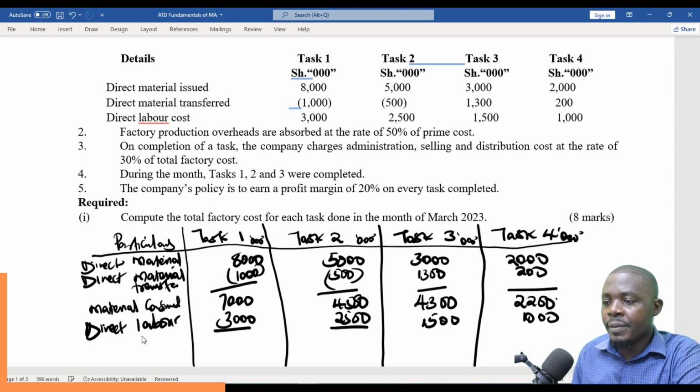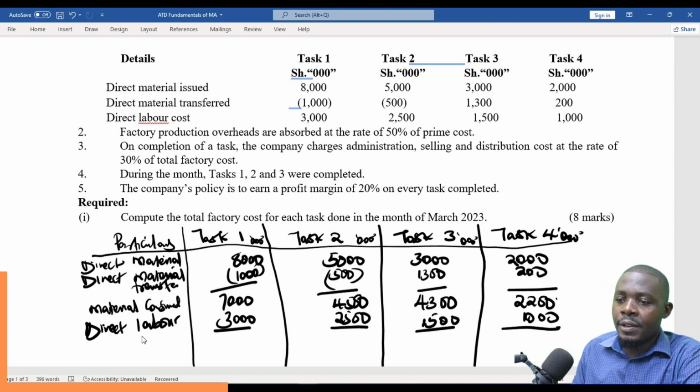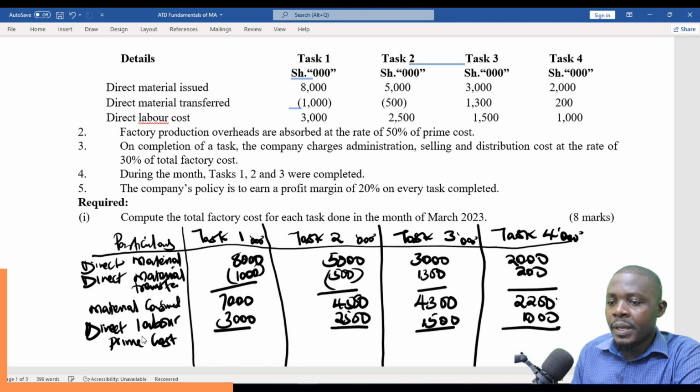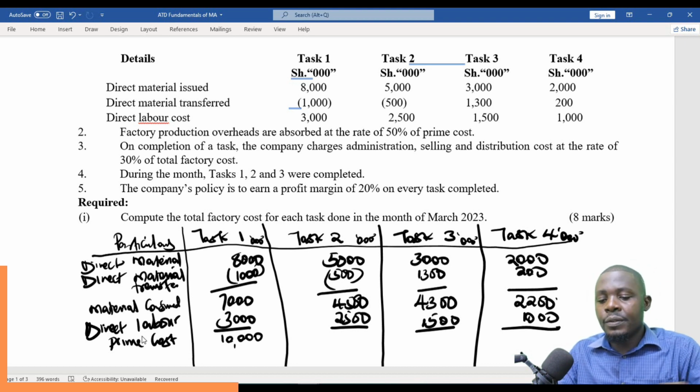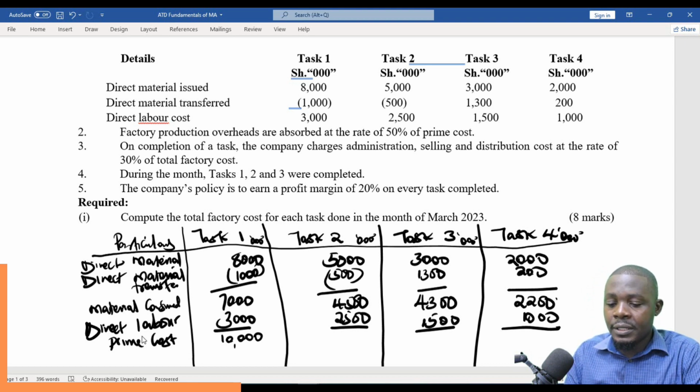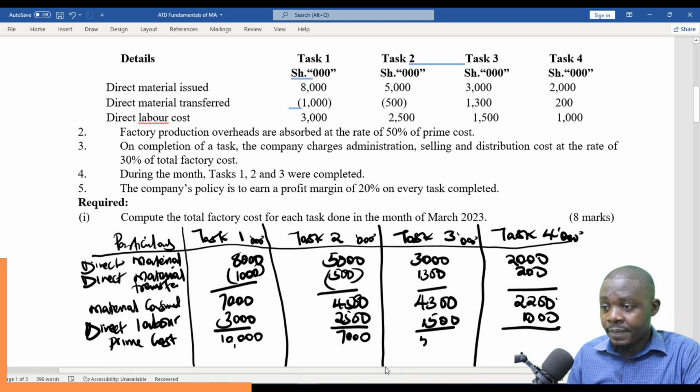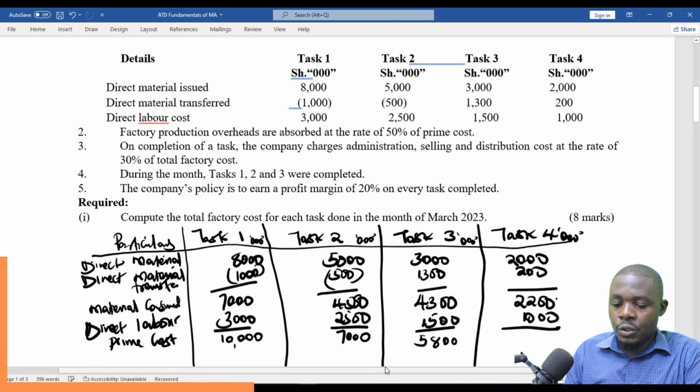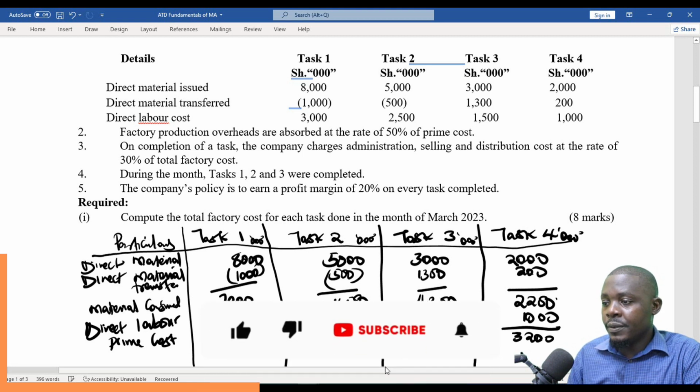We can add to get the prime cost. 7,000 plus 3,000, the prime cost is 10,000. Then 4,500 plus 2,500, we get 7,000. Then 4,300 plus 1,500 is 5,800. And 2,200 plus 1,000, we get 3,200.